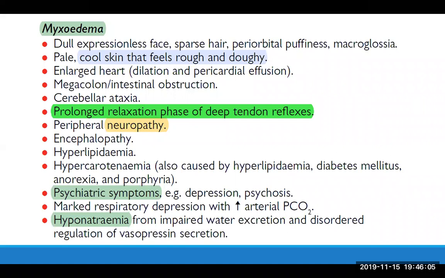This is a very critical manifestation of untreated myxedema. There may also be megacolon, intestinal obstruction, and cerebellar ataxia. Don't forget that deep tendon reflexes will show a prolonged relaxation phase. The patient may also present with peripheral neuropathy, encephalopathy, hyperlipidemia, hypercarotenemia, and psychiatric manifestations like depression and psychosis. Hyponatremia is one of the electrolyte abnormalities which you must search for in a case of hypothyroidism.